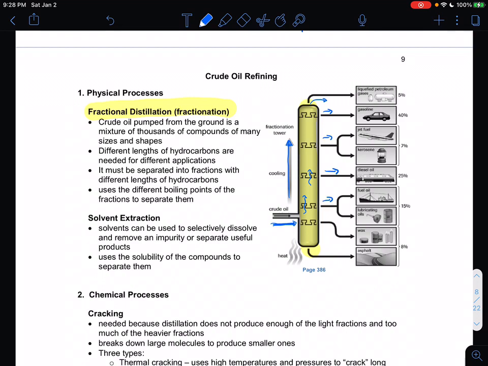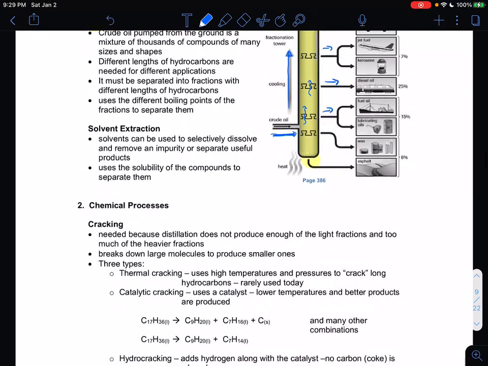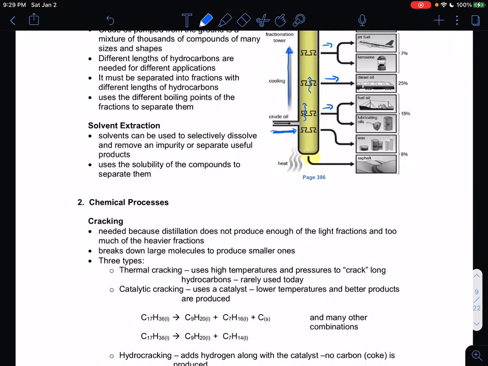We use a lot of that for fuels to move things around, and fractional distillation doesn't give us enough of that. So there's a few other things that we can do to the different fractions that we've separated out. The second physical process, and it's a physical process, not a chemical one, is called solvent extraction.